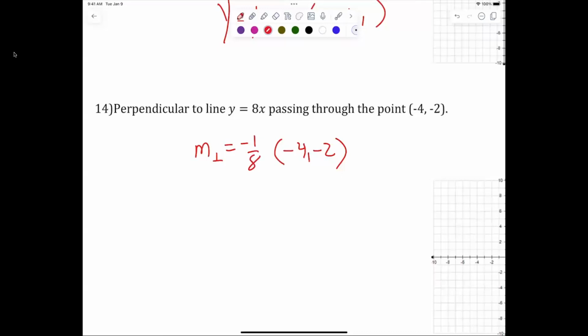Now write the equation, please. Go. Good. Yes, x plus 4. Good job, girl.